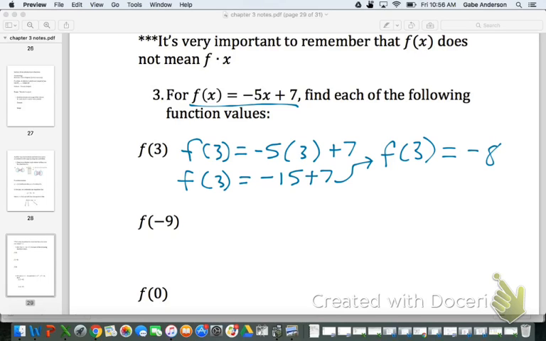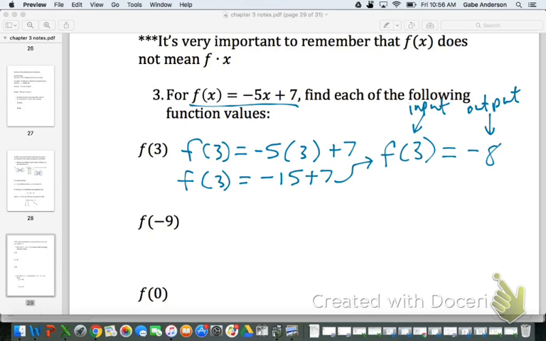What does negative 8 stand for? Great question. What this is saying is that the input is 3 and the output is negative 8. But isn't f(3) the output? And it's equal to negative 8, isn't it? Oh, I see. It's two different ways of looking at it. Here's another way to look at it. When x is 3, y is negative 8.